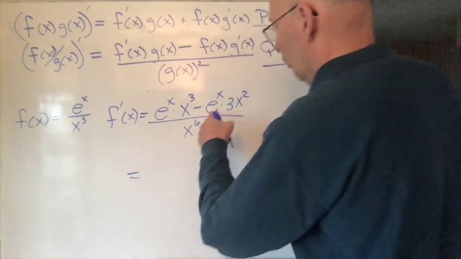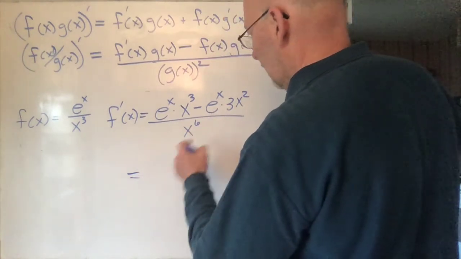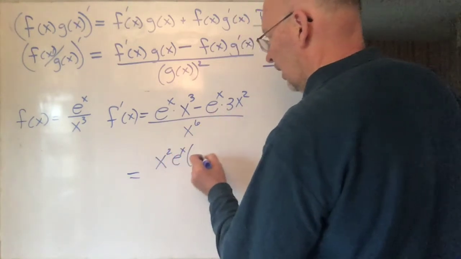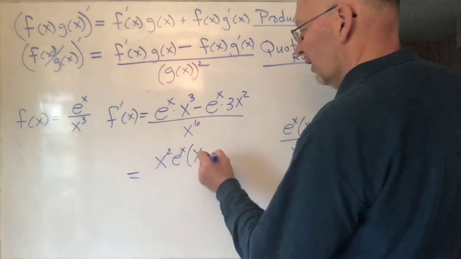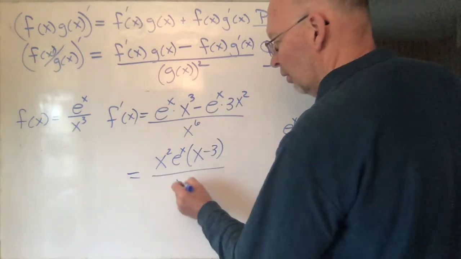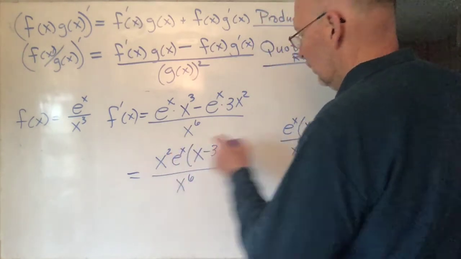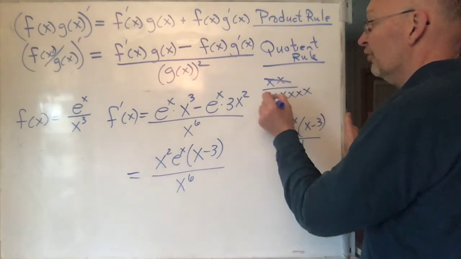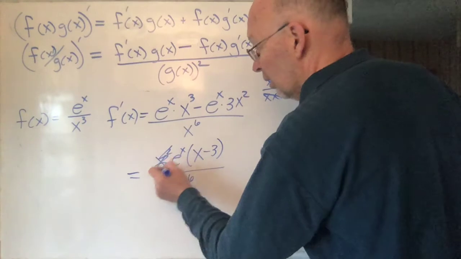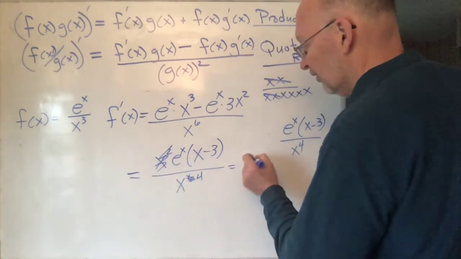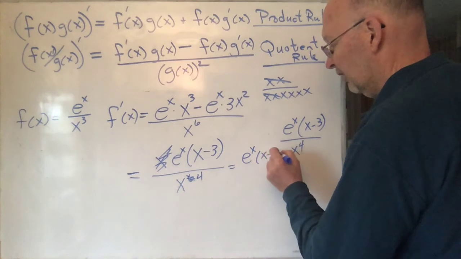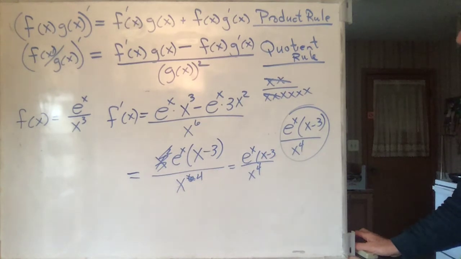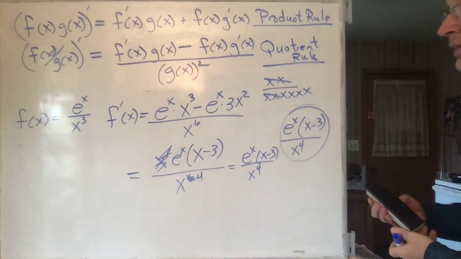Now notice we can factor an e to the x and also an x squared out of both of these. And we're going to be left with an x here, we're going to be left with a 3 right there, all over x to the 6th. Here we have x squared, here we have x to the 6th. Two of those divide out. You're left with a 4 there. So it's e to the x, x minus 3, all over x to the 4th, which is what we had before. There you go. Let's do some more.